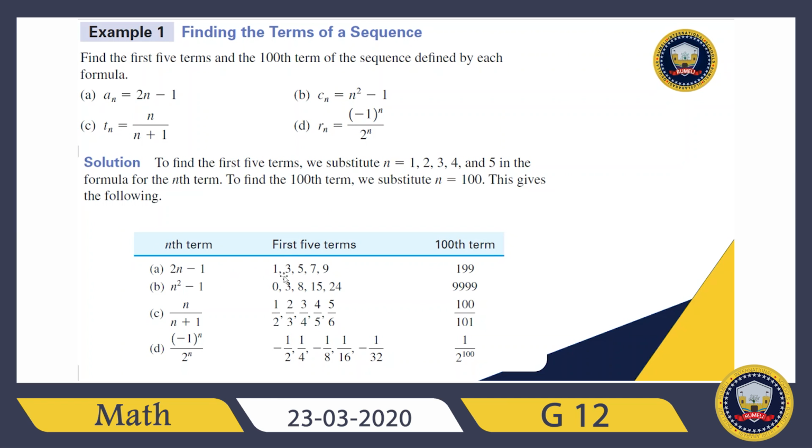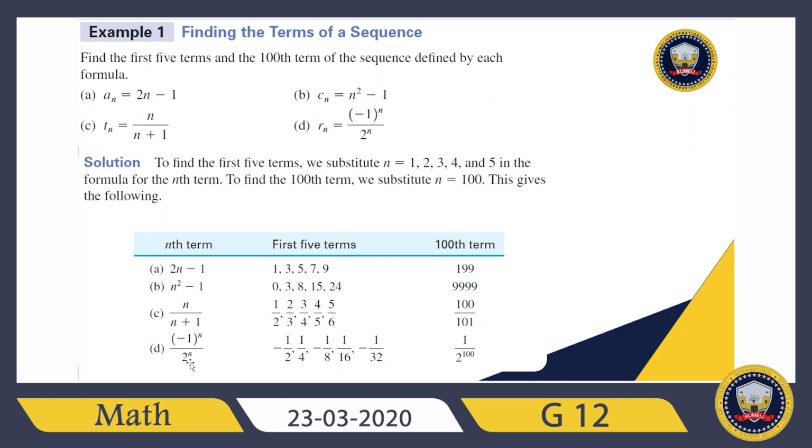This is the second term. N equals 3, so 2 multiplied by 3, 6 minus 1, which is 5, and so on. While n equals 100, 2 multiplied by 100, which is 200, minus 1, this would give us 199. So basically, you take the formula, you plug n into this formula, and you will get the corresponding term of this sequence.